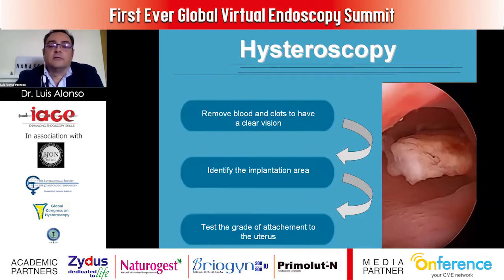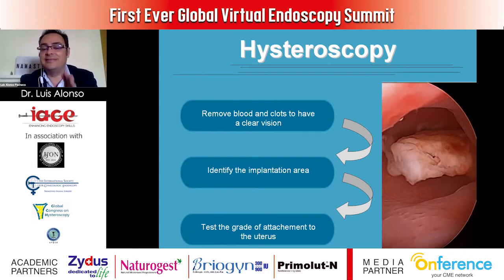Regarding the hysteroscopy, it is the best approach to remove this pathology. We will have no adhesions, and no risk of leaving any tissue inside the uterine cavity. We have different stages in the treatment. First, we have to clean the cavity to remove all the blood and the clots that are inside, to have a clear vision. Second, identify the implantation area. Think that this is a focal pathology. Retained products are located in one part of the uterine cavity, so we have to look for the implantation area.